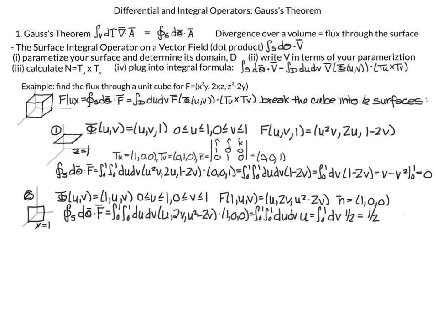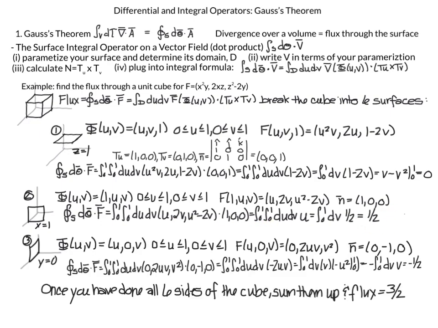And now I'm ready to plug in my formula. I get my double integral. u and v go between 0 and 1, du dv. I have my f composed of my parameterization, which is u, 2v, u squared minus 2v, dotted with my normal 1, 0, 0. When I do the integration, I get 1/2.